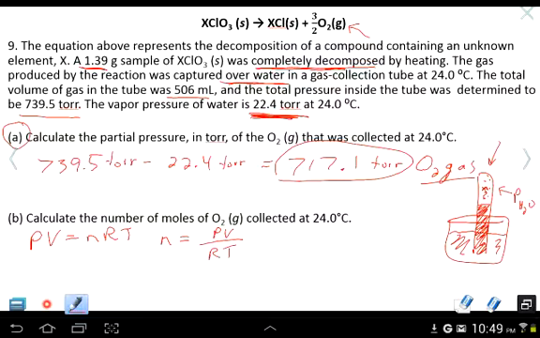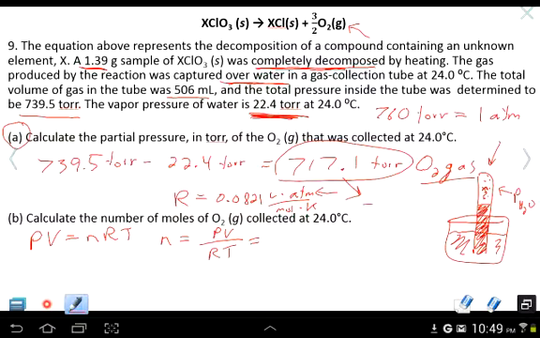Now R is going to be provided for you in the whole packet, so you'll know R to be 0.0821 liters atmospheres per moles Kelvin. Because R is defined in terms of atmospheres, we have to get the pressure into atmospheres. And if you remember, this will also be given to you: 760 torr are equal to 1 atmosphere. So you would convert between these two units.